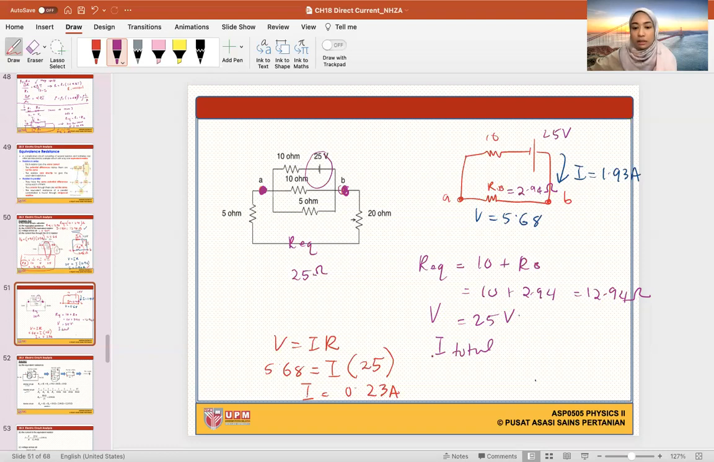Okay, so this is the condition here. So V equals IR. You can only use this when you have the R total and the V total. And then only you can find the I total. So here, V is 25, I we don't know, R is 12.94. So we found out that I is 1.93, okay? So this is when we want to find the total, which is kind of easy, right? Because you just have to find the total for everything and then easily use V equals IR. However, the question says, what about the current flowing through 20 ohm, right? What about the current flowing through 20 ohm? Now, what is in series with 20 ohm?